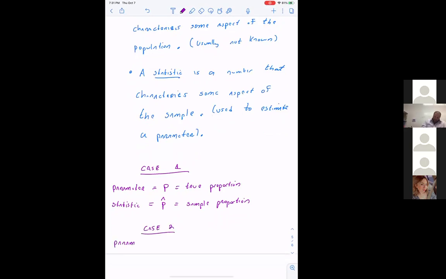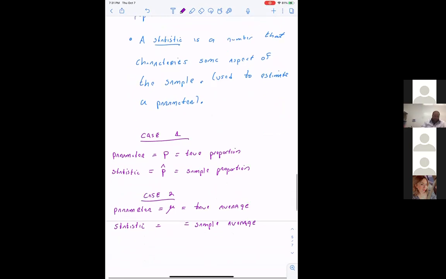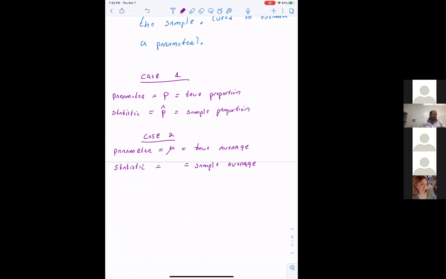Okay. Case two. The parameter will be mu, the true average. What is my statistic? What is my sample average called? What symbol do I use for my sample average? Anyone recall? We've done it a few times. Is it like a line on top of something? Well, we don't use mu, but we've used, I think, X bar. We've used that before, correct? Yeah, that's it.